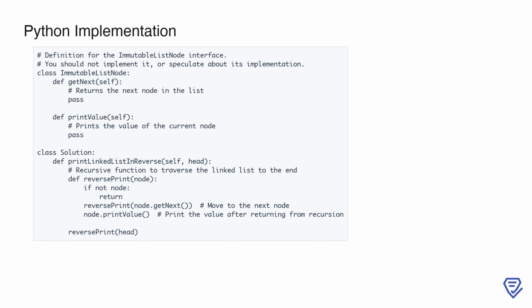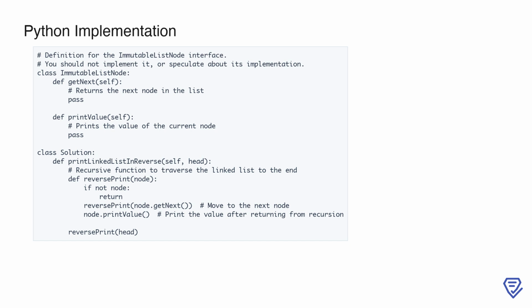This solution to LeetCode problem number 1265, print immutable linked list in reverse, leverages recursion to print the values of an immutable linked list in reverse order without modifying the list. Explanation. 1. Problem constraints. The linked list is immutable, meaning we can only move forward using the getNext method, and the value of a node can be accessed via the printValue method.